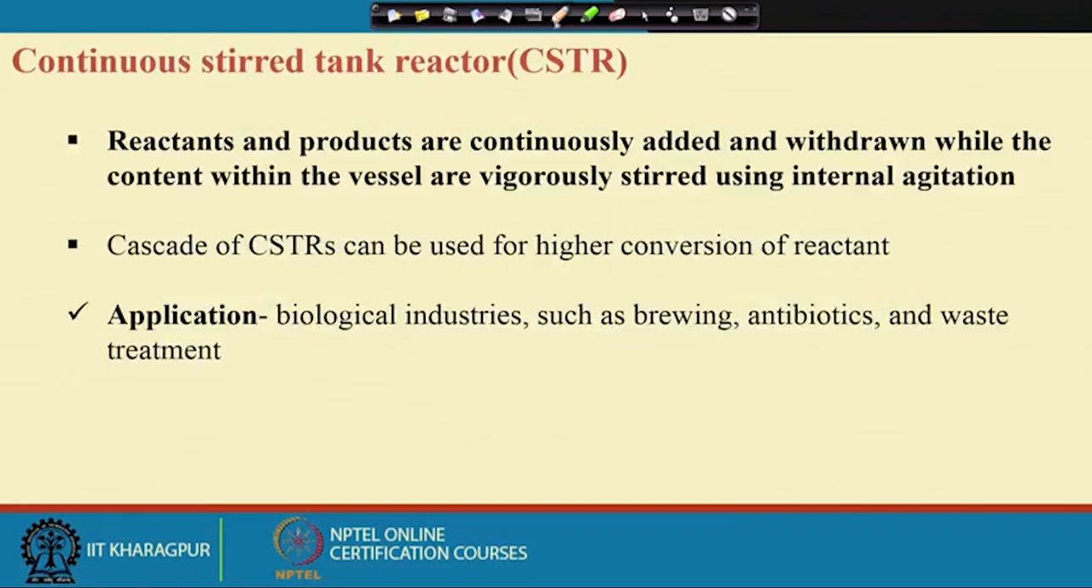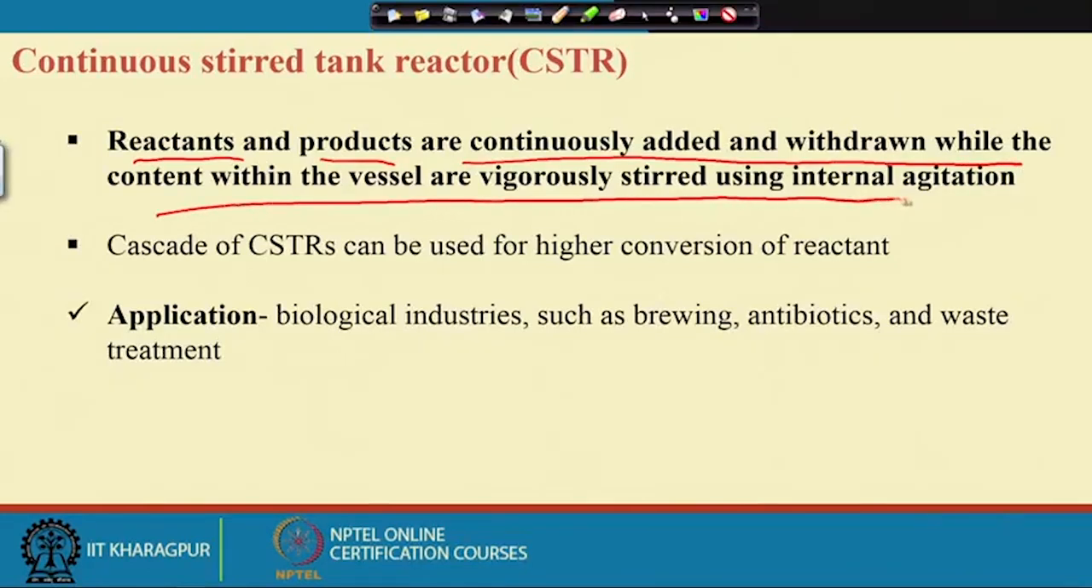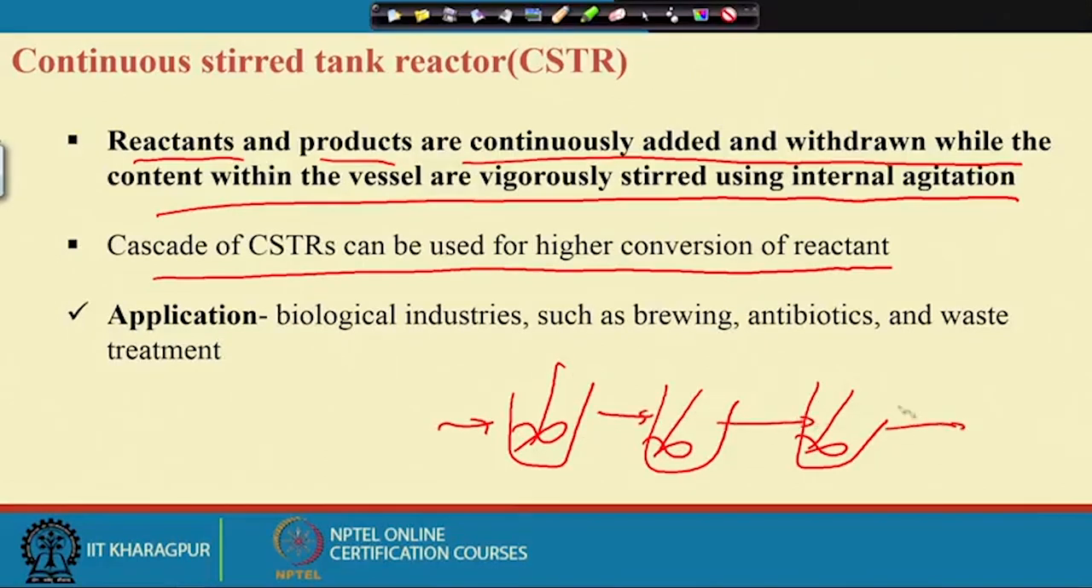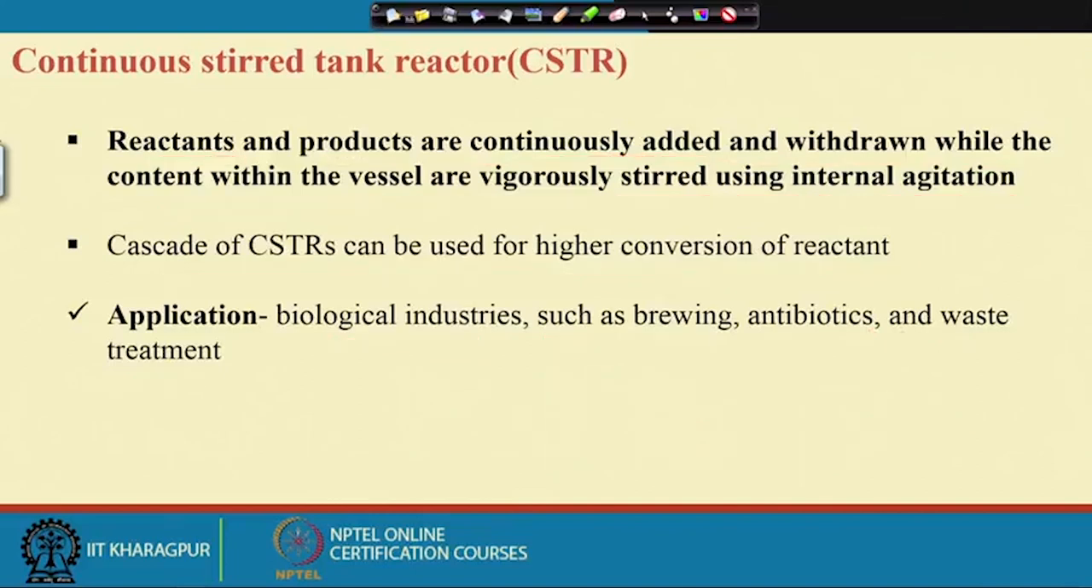Now, CSTR is a kind of reactor where reactants and products are continuously added and withdrawn while the contents within the vessel are vigorously stirred with internal agitation. The cascade CSTR can be used for higher conversion of reactant. What is a cascade reactor? A cascade reactor means you have CSTRs in series. This is a CSTR, and if we connect them in series, then we call it a cascade reactor. Now, applications are in the biological industry such as brewing, antibiotics and waste treatment processes, where it is largely used.